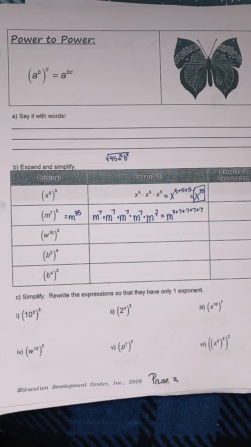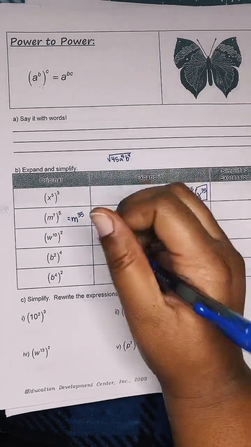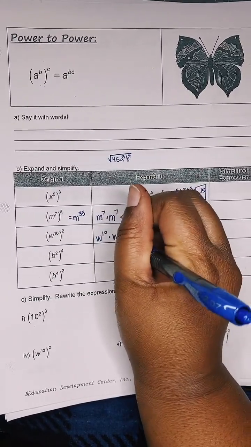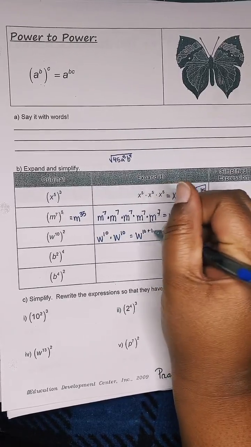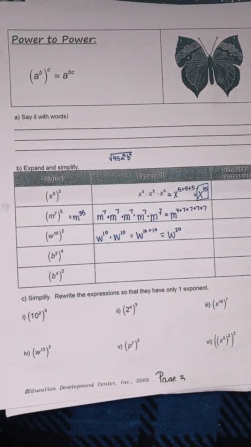Okay. Tamara said W to the 20th. I love it. So now we could just start saying, well, what does this mean? W to the 10th times W to the 10th, which really means W to the 10 plus 10, which means W to the 20th. Perfect.